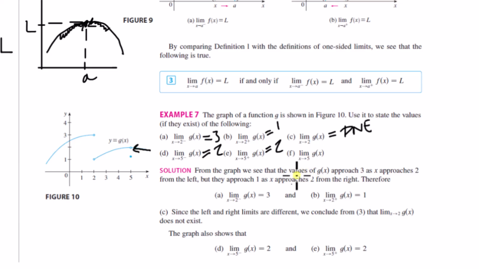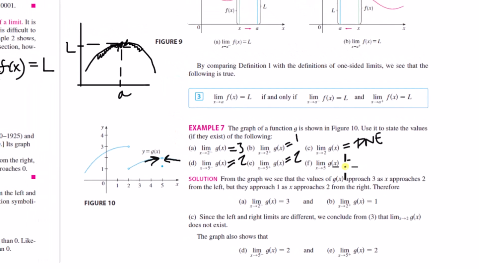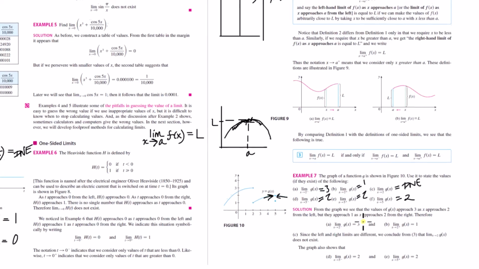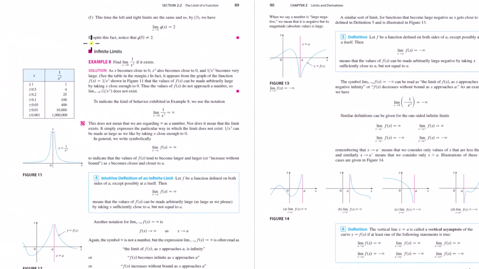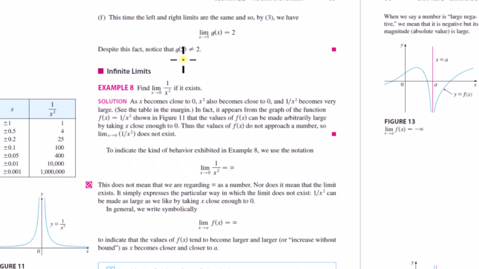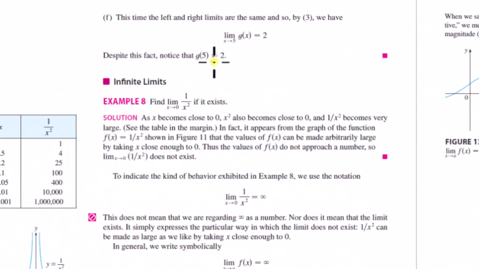So now as x approaches 5 in general, we are approaching the same value. It's not being sandwiched, but the sandwiching doesn't matter. We're approaching the exact same value as x approaches 5 in general, so this limit does exist, and it's equal to 2. Okay, but they're pointing out here that g of 5, the function evaluated at 5, is not equal to 2.